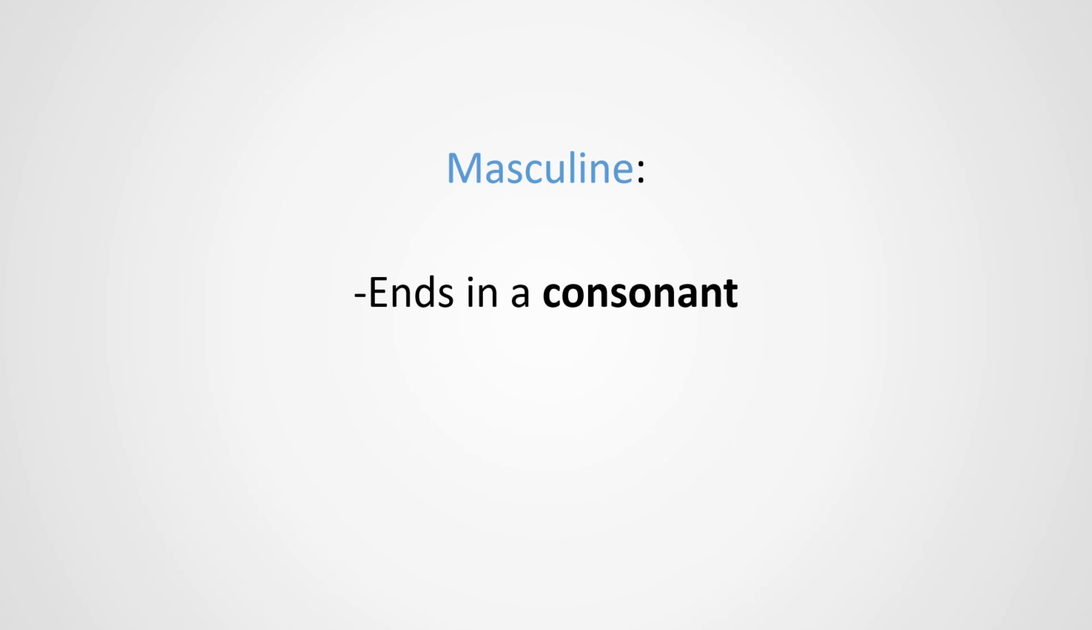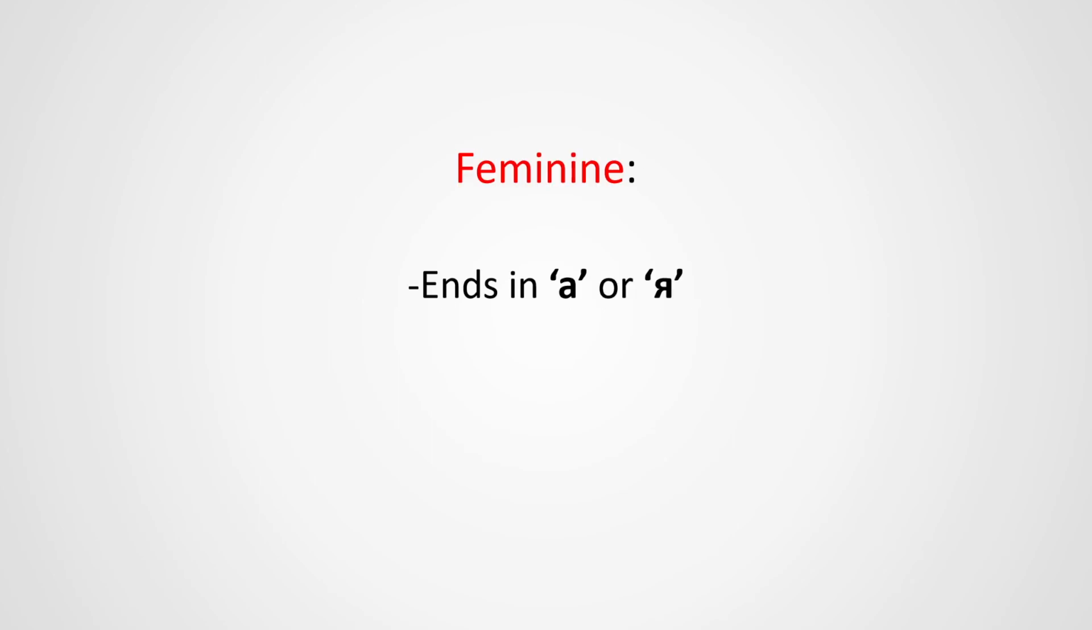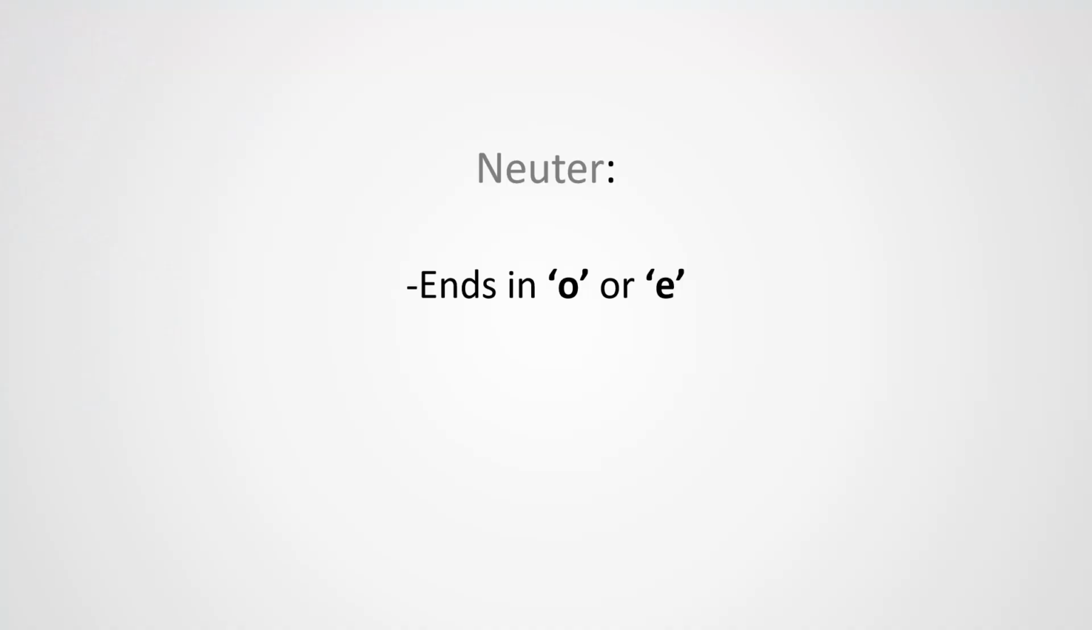How do you know the gender? Normally by the spelling. Masculine ends in a consonant. Feminine ends in a or ya. Neutral ends in o or ye. Then you do have soft signs, which could be masculine or feminine, but that's a bit more advanced than this. Most of the time you know.